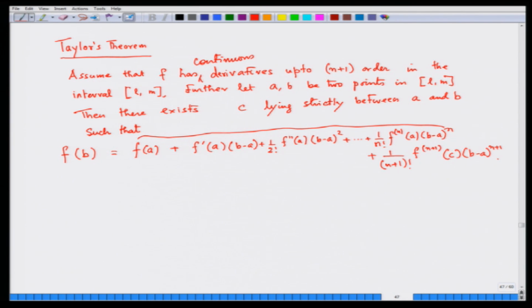So if I assume continuous derivatives up to n plus 1th order and let a and b be two points in that interval, then what Taylor showed was that there would be a c lying strictly between a and b. It depends whether a is bigger than b or b is bigger than a. So c would be strictly less than b if b is bigger than a, and just the opposite if a is bigger than b. Then f of b is equal to the nth order Taylor expansion plus an error term. This term is called the nth level error.